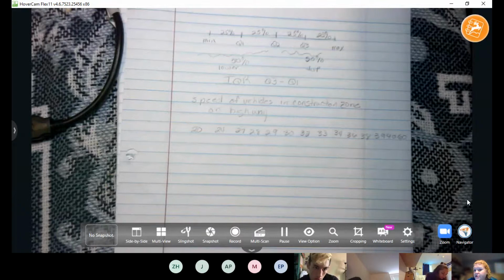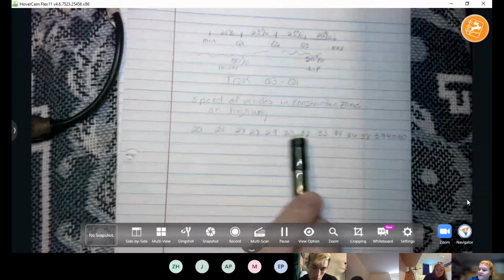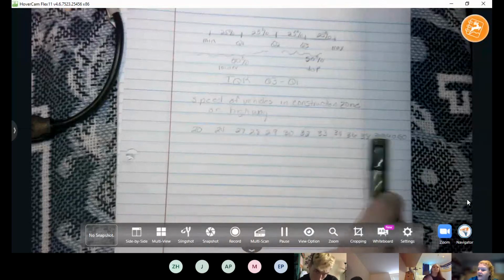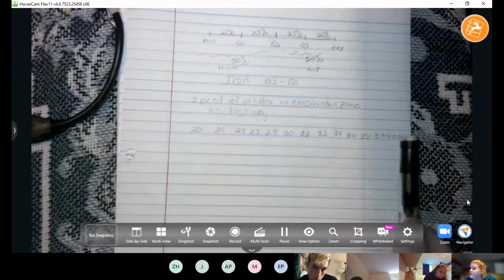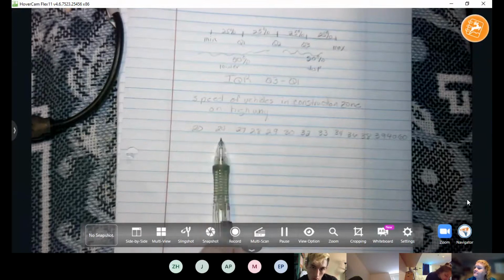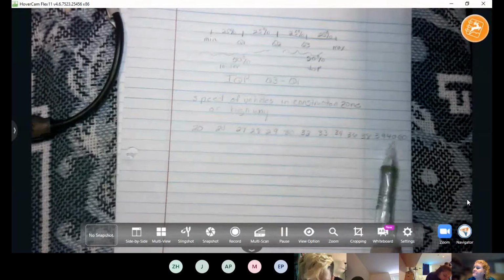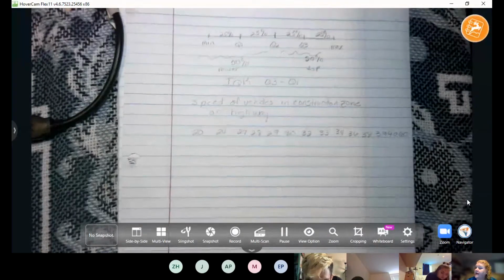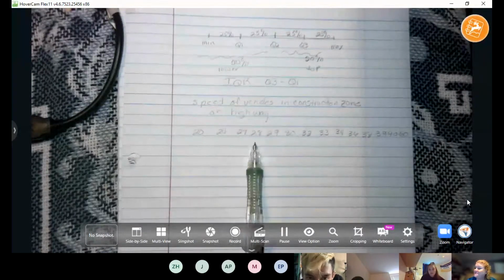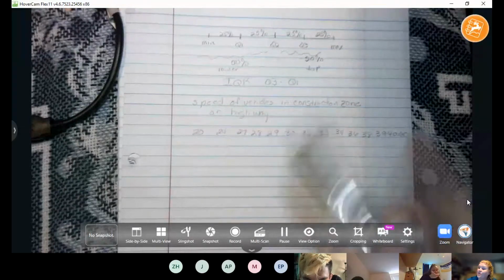So the first thing you would do is count up how many values you have. 1, 2, 3, 4, 5, 6, 7, 8, 9, 10, 11, 12, 13, 14 values, is that right? Can I count right today? So 14 values.